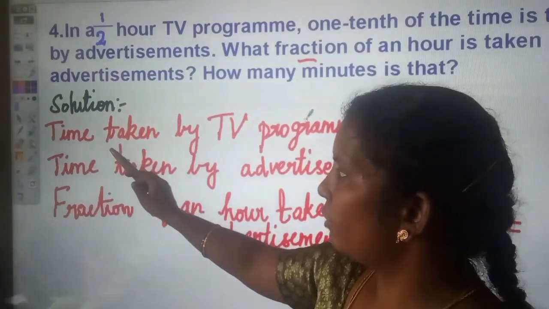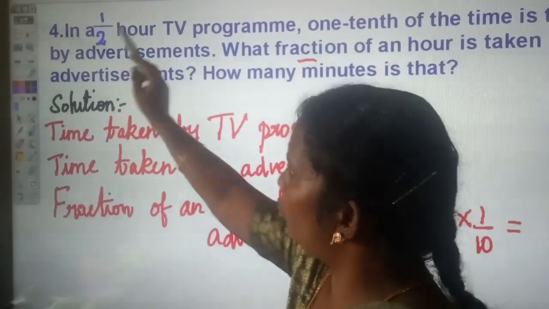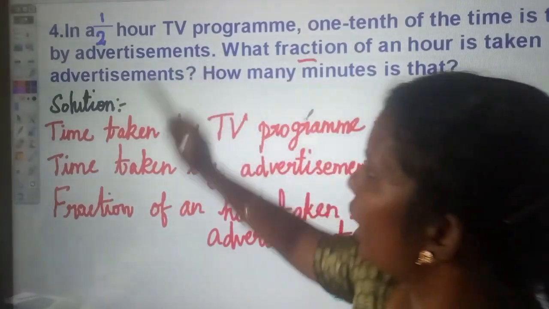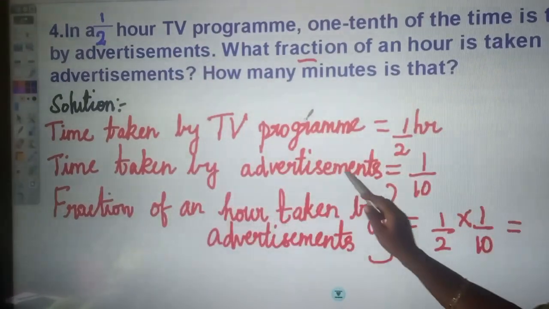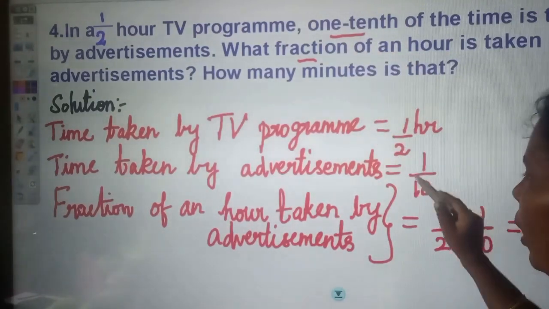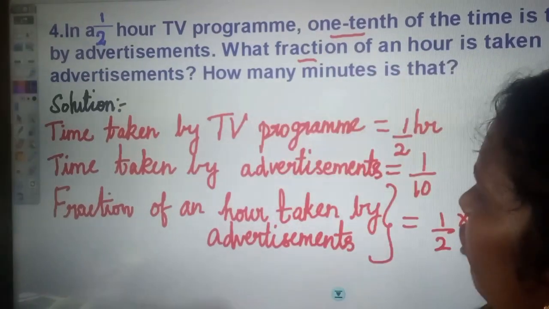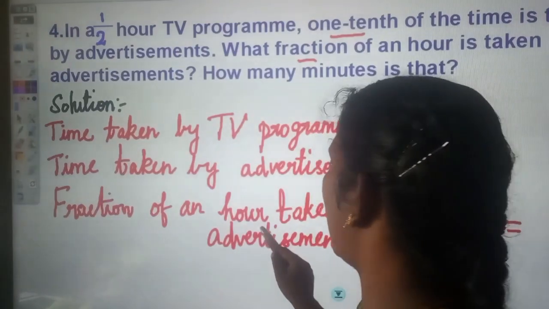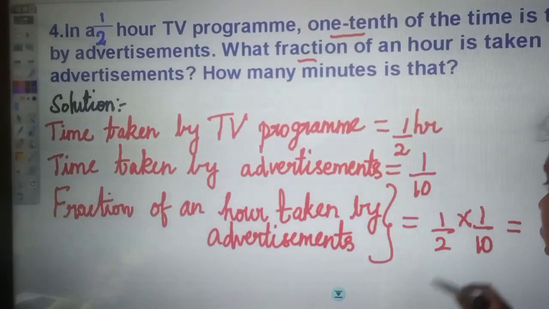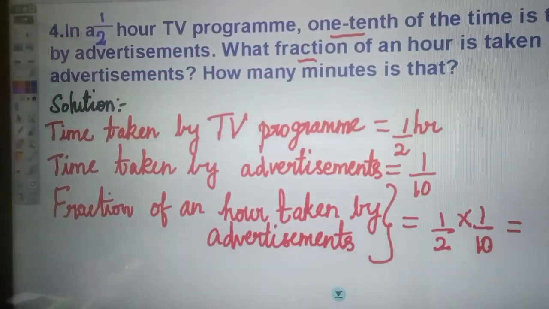See children, that we have written in the statement time taken by TV program. TV program or time எவ்வளவு நேரம்? Half an hour. That we have written first. Then 1/10 of the time is taken up by advertisement. Therefore, time taken up by advertisements is equal to 1/10. 1/10 அப்படின்னு வந்தாவே எப்படி நம்ம போடுவோம்னா 1/10. Then the fraction of the question asked is the fraction of hour taken by advertisement. Hence we have written fraction of an hour taken by advertisement is equal to this half an hour into 1/10. That is ஒரு program half an hour program அதில் advertisement 1/10 time.